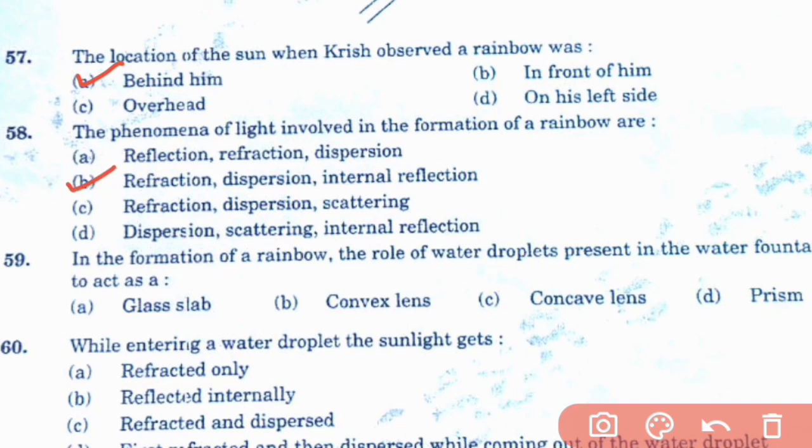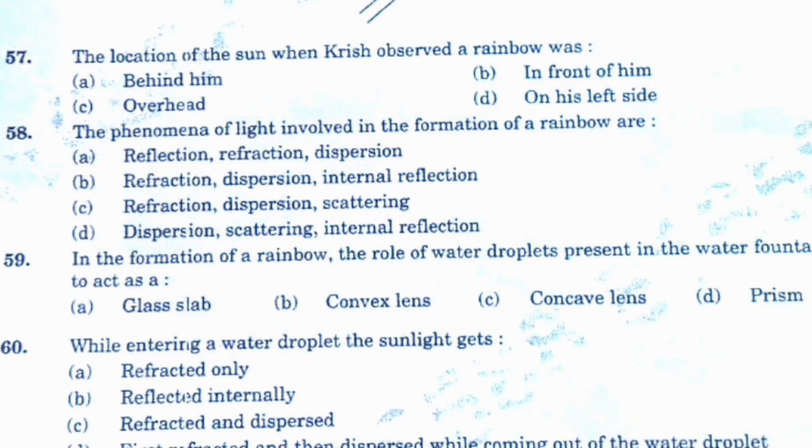Next question we have, that is question number 59th. In the formation of a rainbow, the role of water droplets present in the water fountain is to act as option A: glass slab, B: convex lens, C: concave lens, D: the prism. So the correct answer is prism.